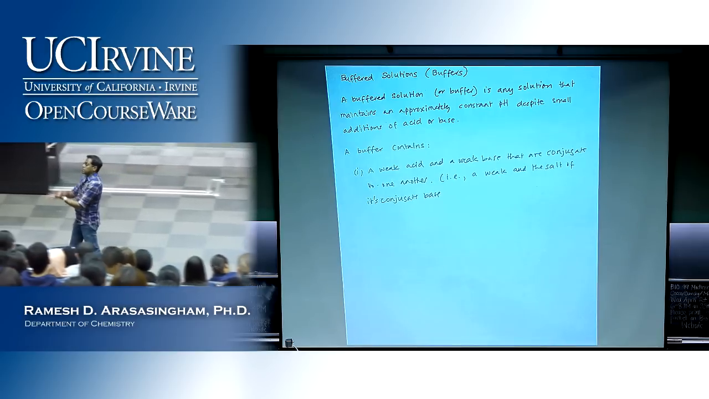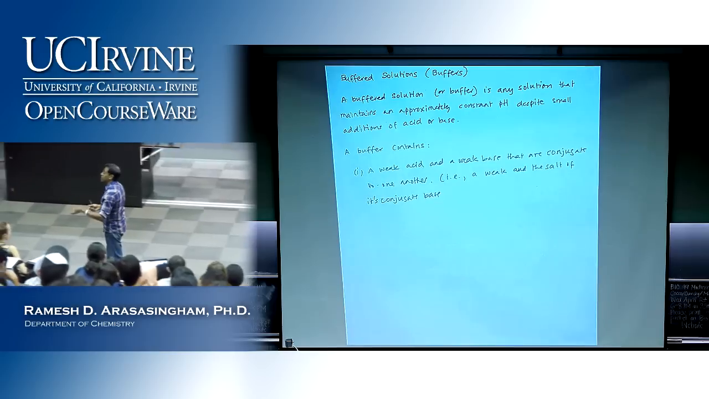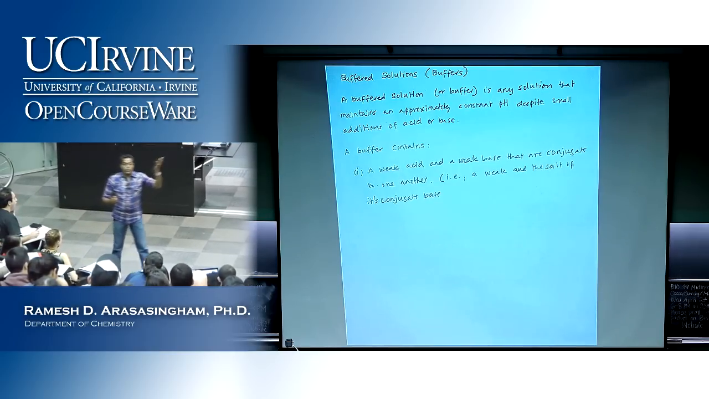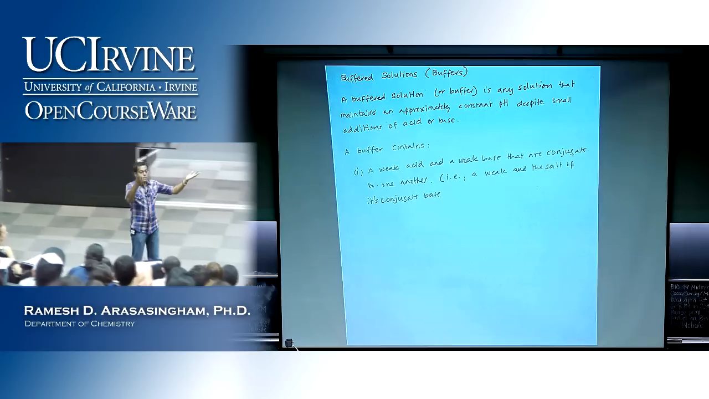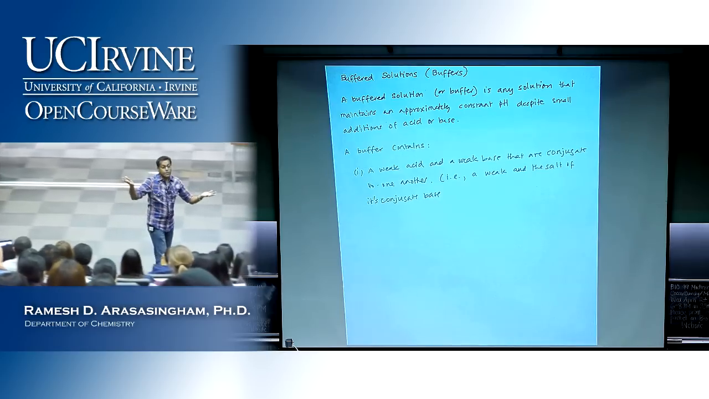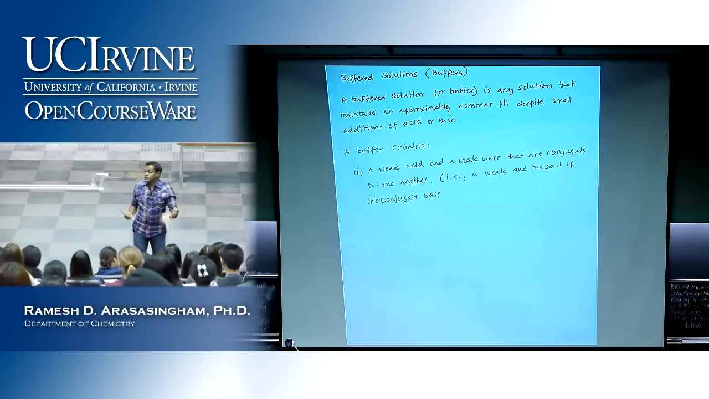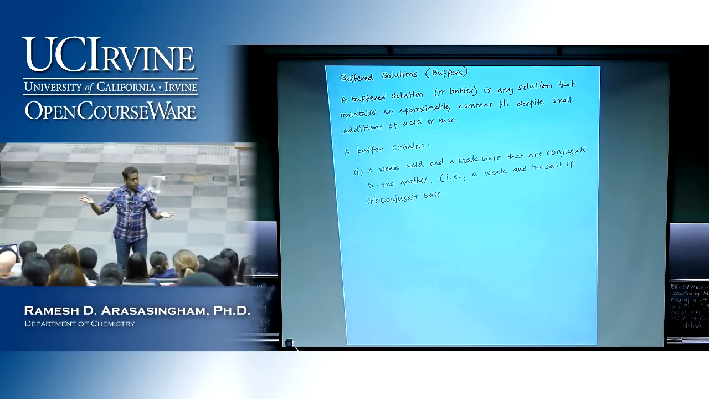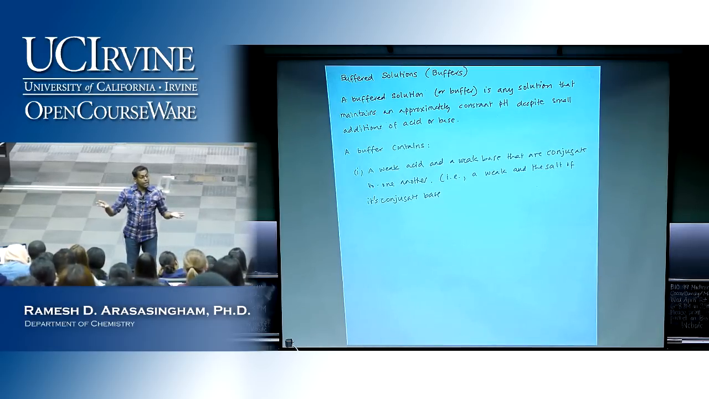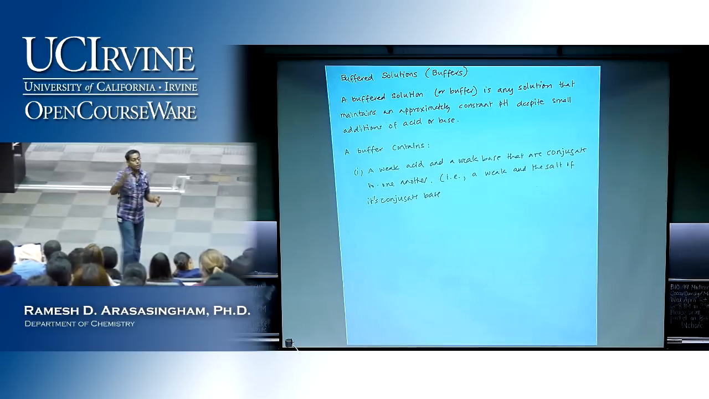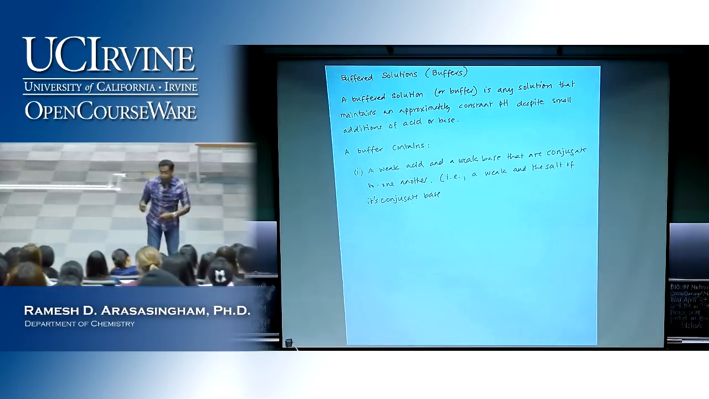So a buffer is a weak acid. So pick HCN, HF, acetic acid, that's a weak acid, and its conjugate base. So if it's HCN, CN minus would be the conjugate base. If it's HF, what would its conjugate base be? F minus. If it's acetic acid, what is its conjugate base? Acetate, all right? So all of those are negatively charged ions, and therefore you have to have a salt, all right? So it'll be a group one metal like sodium or potassium.